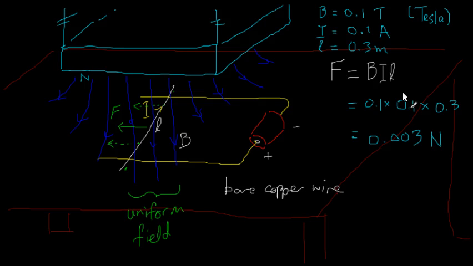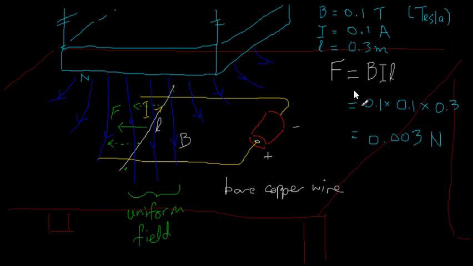In the last video, I talked about how we can use this force F equals BIL to calculate the force on a current carrying conductor in a magnetic field. Here I want to consider how this force might be affected by the angle of the magnetic field.